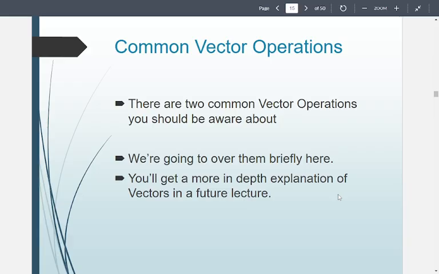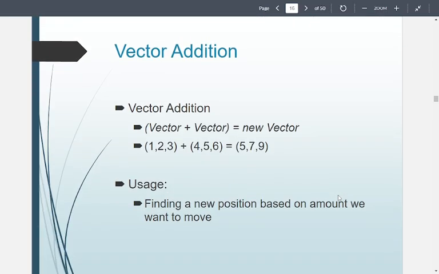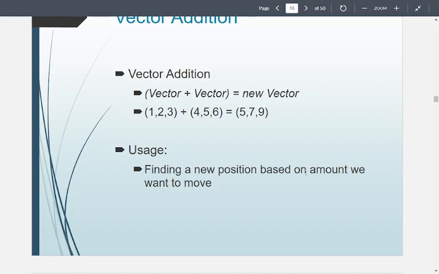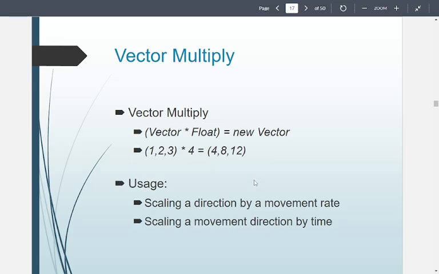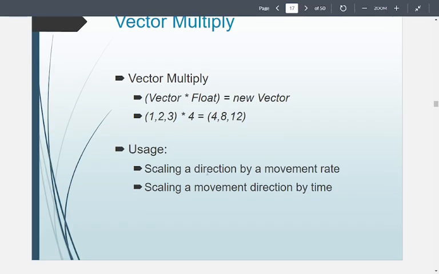Two common vector operations you hear about, we're going to briefly go through them, but we'll go into more vectors in a future lecture. Vector addition, so vector plus vector is equal to a vector. So 1, 2, 3 plus 4, 5, 6 is equal to 5, 7, 9. What we're using is finding a new position based on the amount we want to move. And there's vector multiplication. So 1, 2, 3 times 4 gives us 4, 8, 12. Use it for scaling a direction by movement rate, scaling a movement direction by time. So again, we set a move vector, and then we multiply it by delta time to make it frame independent.